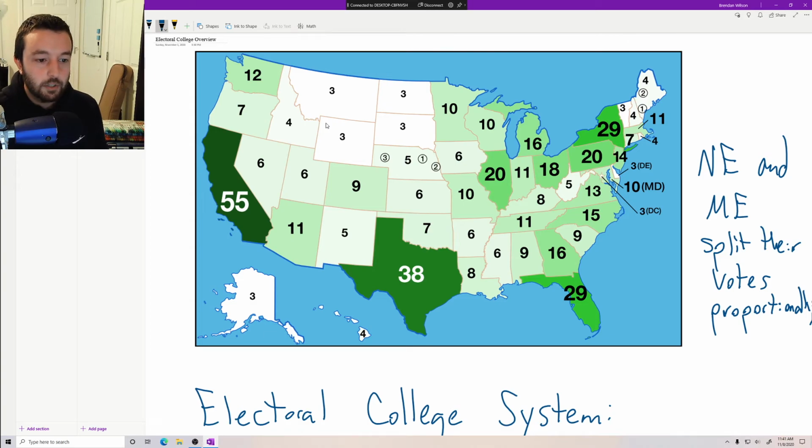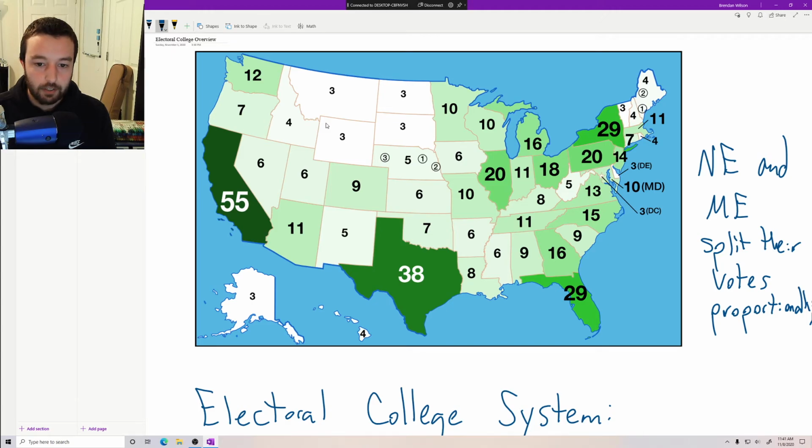California realistically should probably have even more votes. And in fact, whenever the redistricting is done every 10 years with the census, these numbers do change. So, for example, Arizona is expected to get some more electoral college votes, which means that other states are going to have to go down, because we're not changing that total number of 538. So we're just reproportioning them.